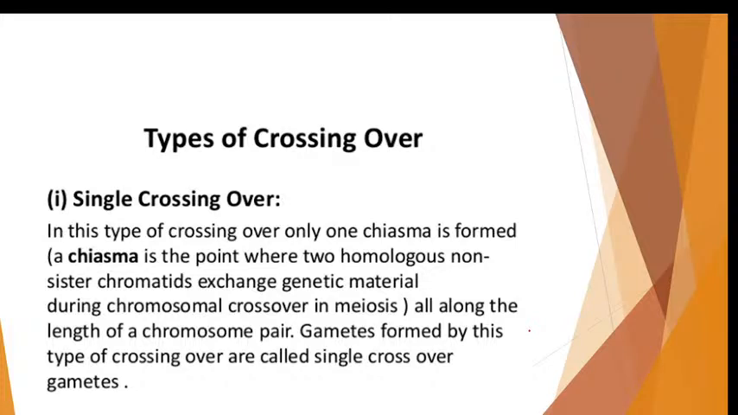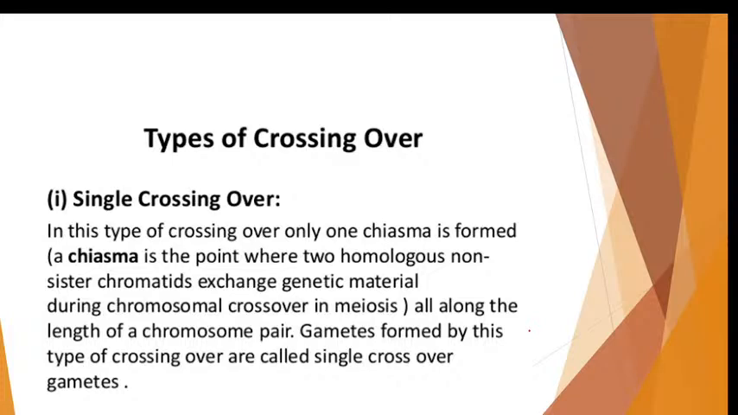Now, based on the number of chiasmata formed, the crossing over is of different types. That is, single crossing over, double crossing over, and multiple crossing over. Based on the number of chiasmata formed, crossing over is of 3 types. Single crossing over means 1 chiasmata. Double crossing over means 2 chiasmata. Then multiple crossing over means more than 2 chiasmata will be formed. Let's see one by one. First is single crossing over.